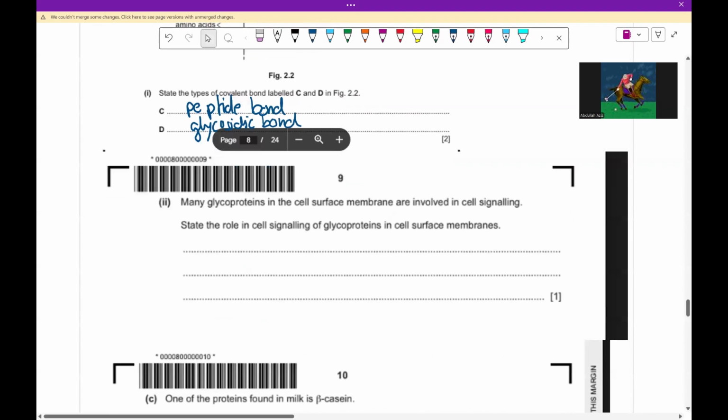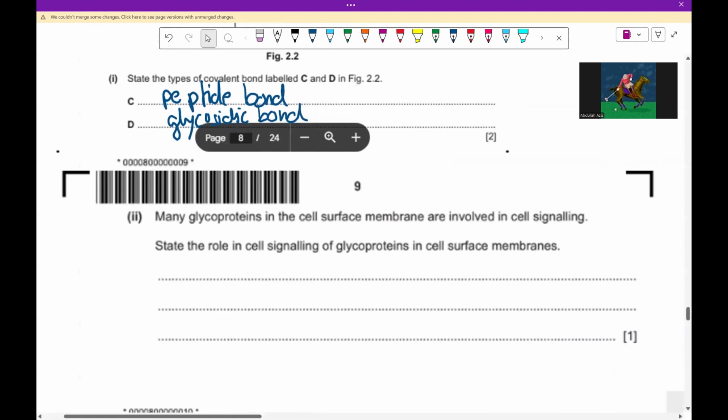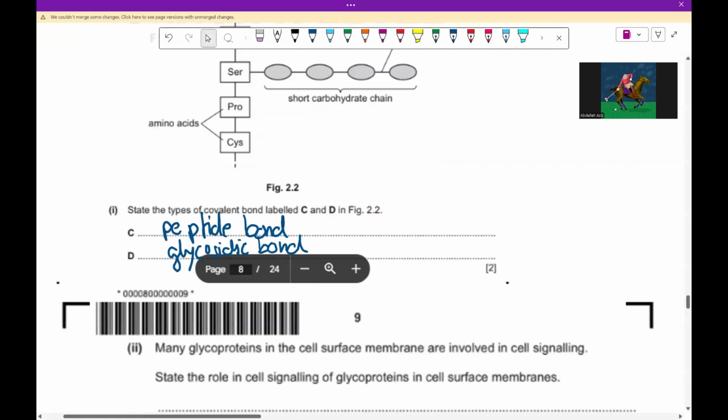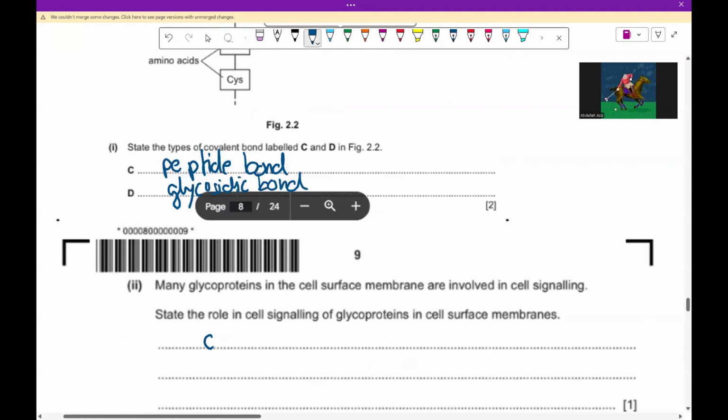Many glycoproteins in the cell surface membrane are involved in cell signaling. State the role in cell signaling of glycoproteins in the cell membrane. Basically, the glycoproteins act as cell receptors, right? They are cell surface receptors. That's the main role which they play.